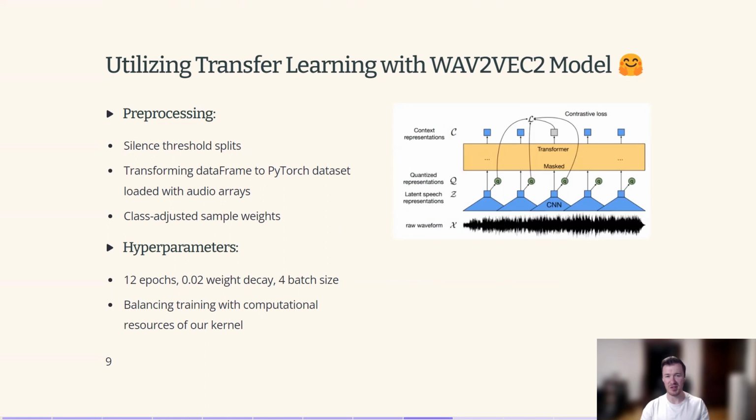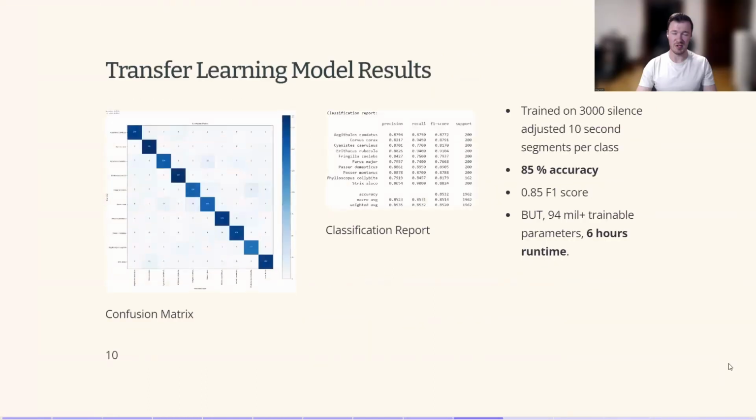For the hyperparameters, we selected 12 epochs, and for batch size, for example, we managed the computational resource of the kernel with the speed and performance of our model. For the results, we trained on 3,000 10-second samples per class, and we achieved 85% accuracy and around that F1 score. However, we had 94 million training parameters, and the model took 6 hours to run. And that is a lot of penguins.